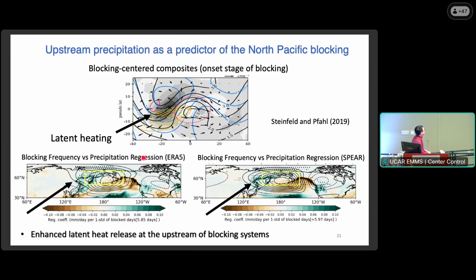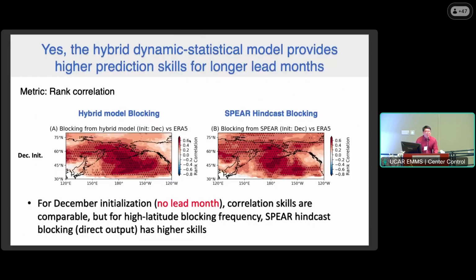And then if we look at the linkage between the observed North Pacific blocking frequency and the precipitation as a metric of the latent heating, we see that the enhanced Okhotsk Sea region precipitation is associated with the North Pacific blocking. And that linkage is well captured by the SPHERE model with no lead time. So therefore, we use this ENSO Nino 3.4 index and upstream precipitation with lead time to make a hybrid forecast of blocking. And the answer to the hypothesis is yes.